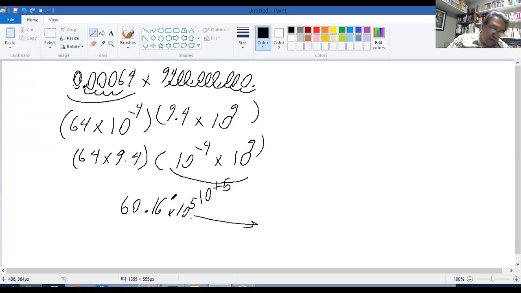if I want to make it a scientific notation, I want to move this point over here. So I want to have 6.016 times 10 to the power of, if I'm moving this 1 over there, I have to add 1 to the exponent here. This should be 10 to the power of 6. Okay?